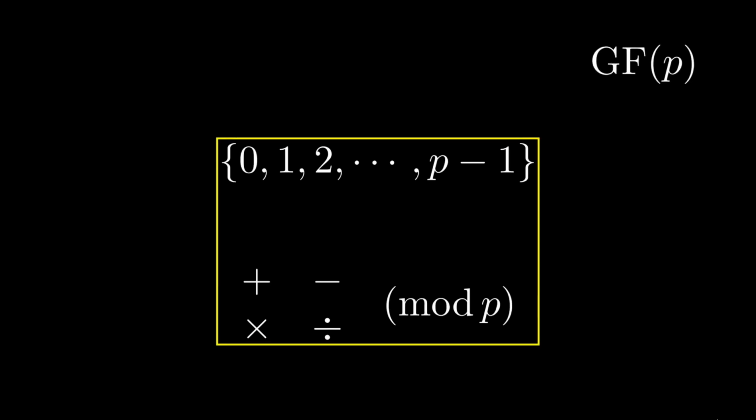I will note, though, the way we write this. If you see GFP, that means it's a Galois field with p elements. From what we've learned so far, this version can only have a prime number of elements. So P is some prime number. We can create GFP, but not anything else.